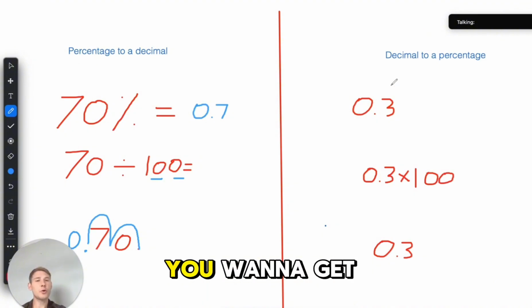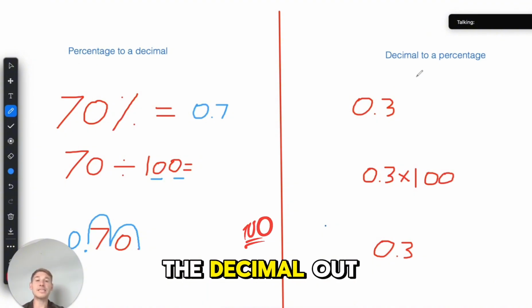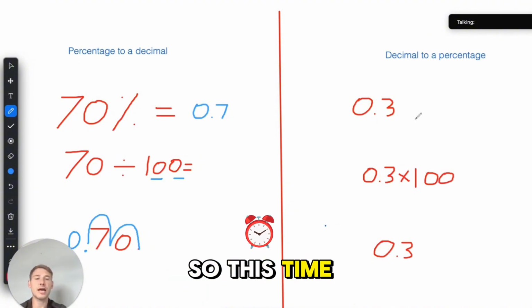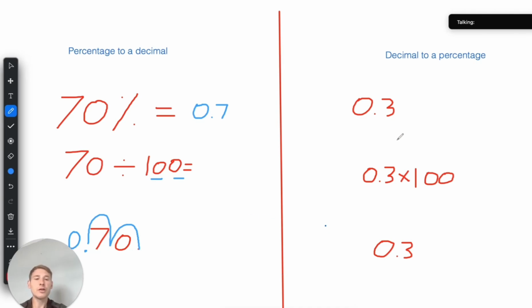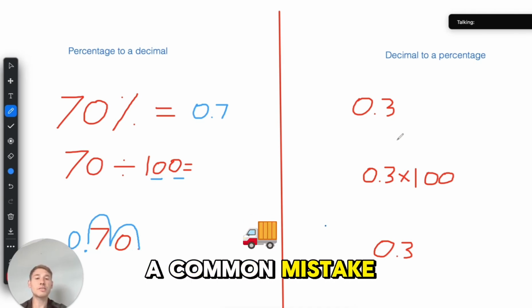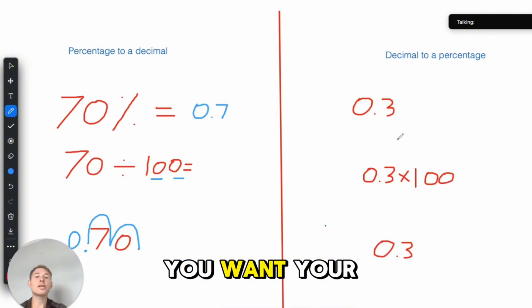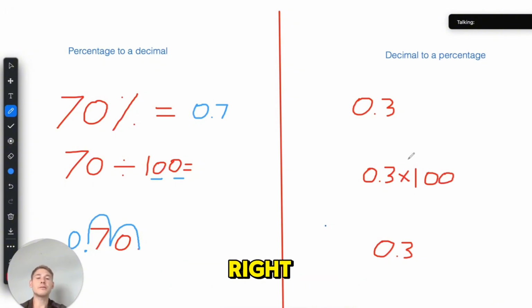And then moving on, if you want to get a decimal to a percentage, we want to make the decimal out of 100. So this time we're going to be multiplying by 100. When you're multiplying by 100, a common mistake is moving it the wrong way. You want your number to get bigger, so it's going to move to the right.